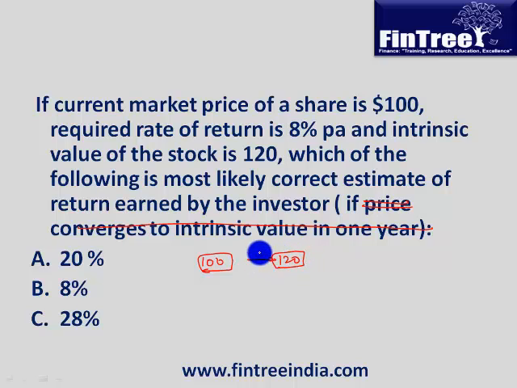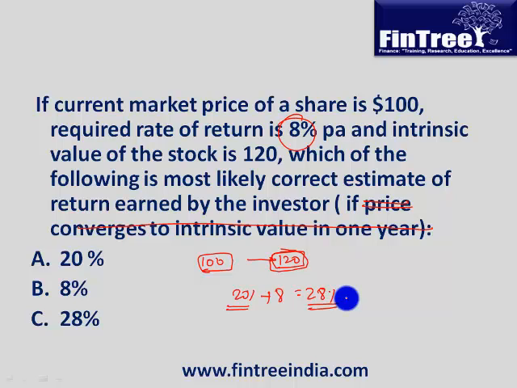Which means that ideally the stock should have traded at a price of 120. And then as an investor, the minimum that you expect to earn every year is 8. So because of the mispricing, you will earn 20, plus the fact that every year you expect to earn 8% on that intrinsic value, you will also earn that 8, and therefore in 1 year you would earn a total return of 28%. And that's why it was a bit tricky.